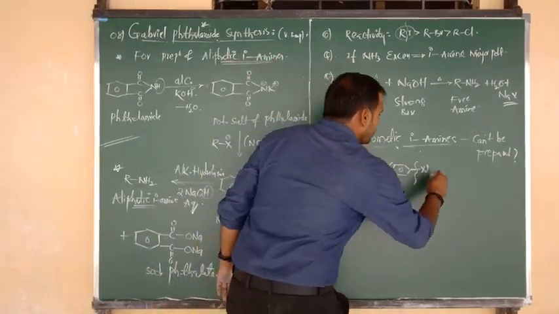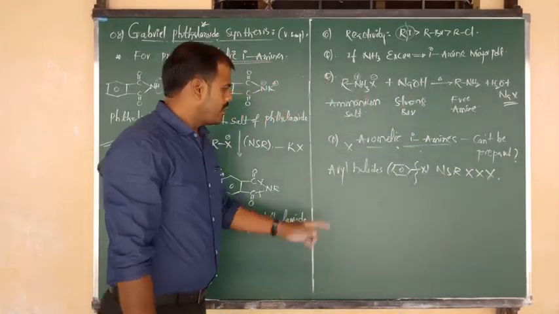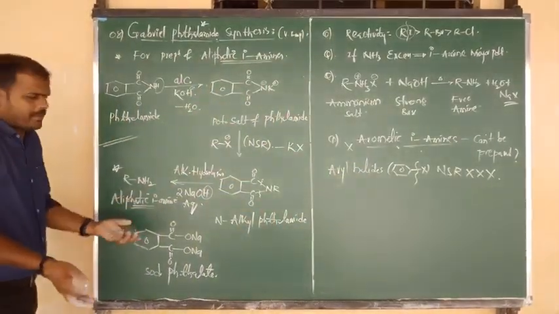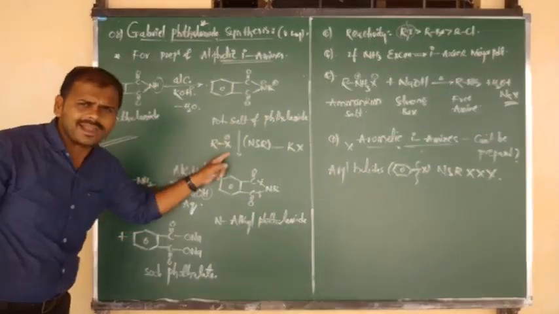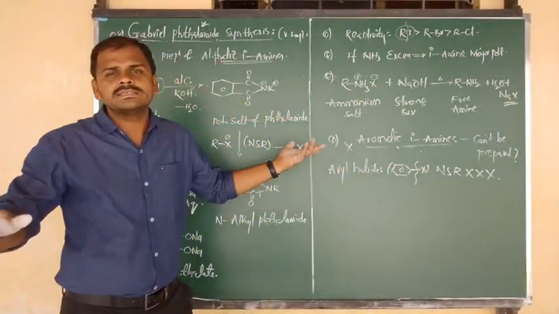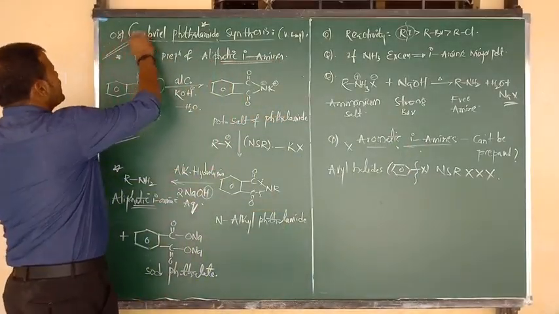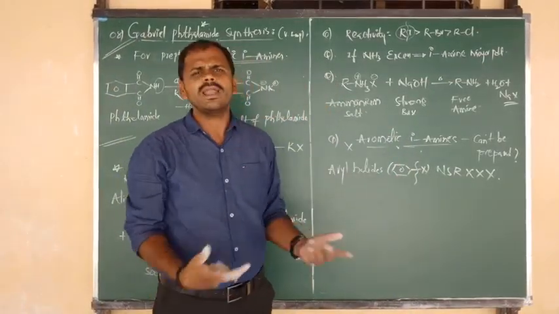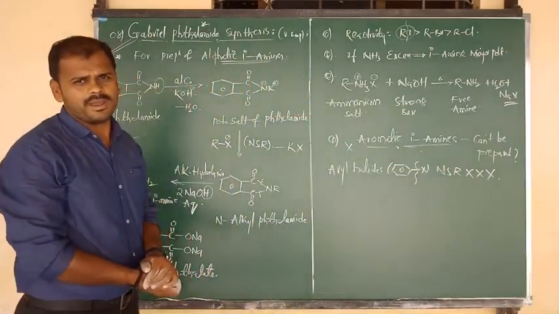aryl halides do not undergo nucleophilic substitution reactions, so we can't prepare the aromatic primary amine. We can prepare only aliphatic because alkyl halide undergoes nucleophilic substitution, which will give aliphatic primary amine. But aryl halide does not undergo nucleophilic substitution, so we can't prepare aromatic primary amine. And the method is nothing but what, beta? Gabriel phthalimide synthesis. Just one word meaning they have to say.